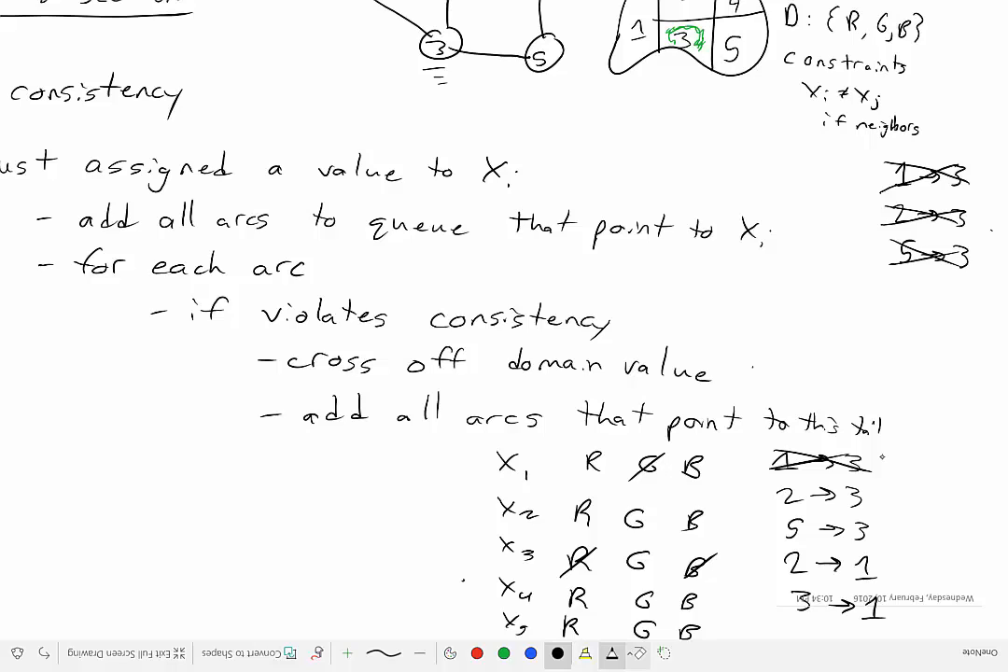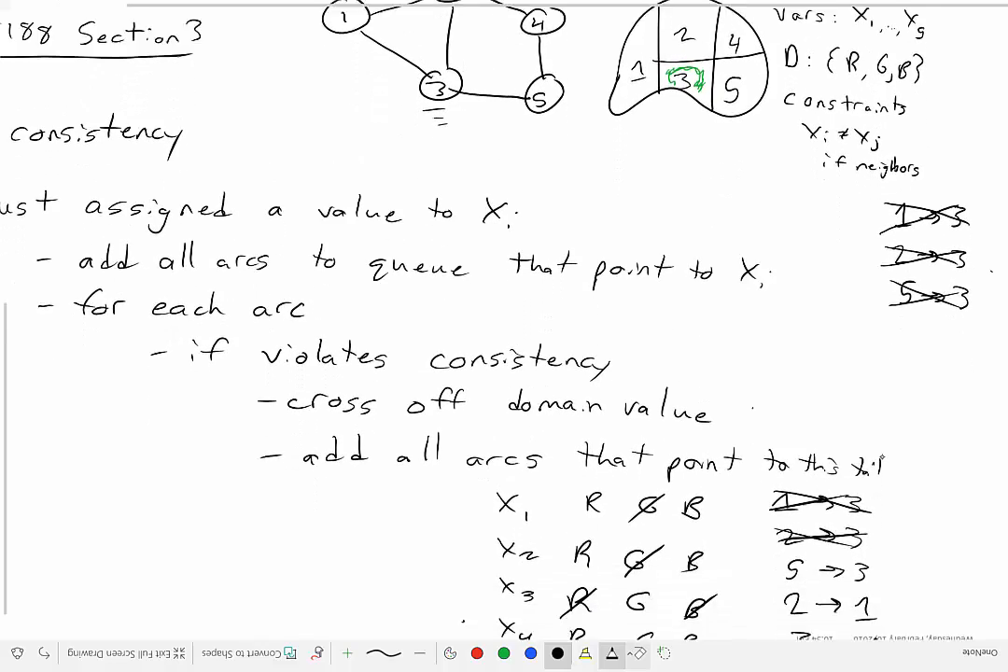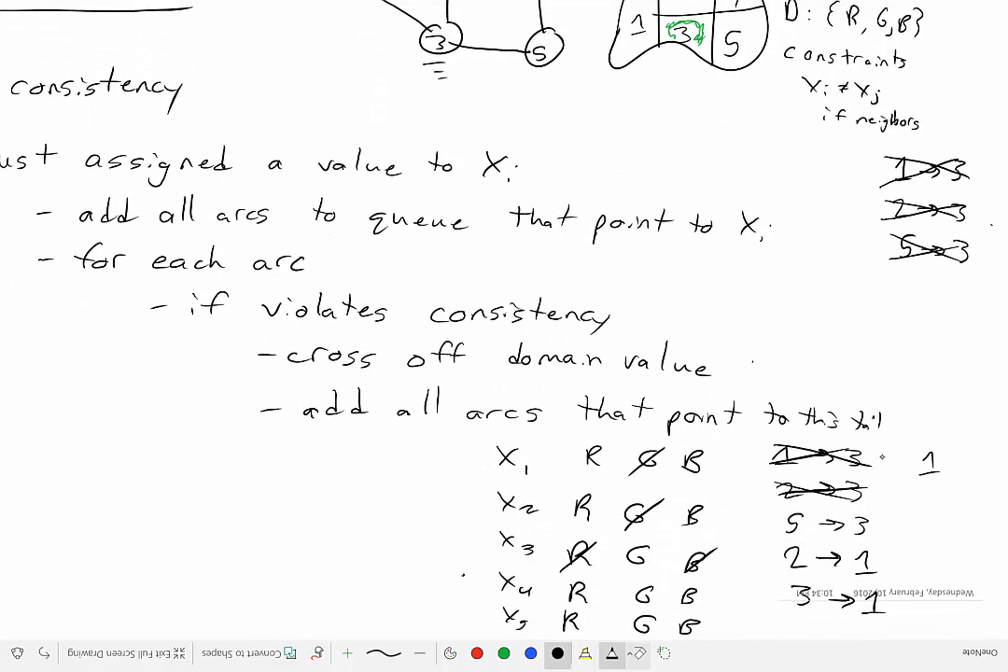Then I would continue and I'd look at 2 to 3. So I would do 2 to 3, and I would also cross off green. And now I have to add all arcs that point to 2. So then I would add 1 to 2, 3 to 2, and 4 to 2. And I continue this process.